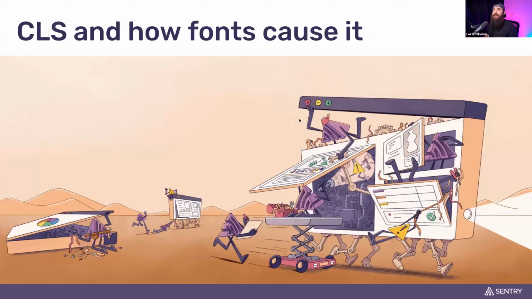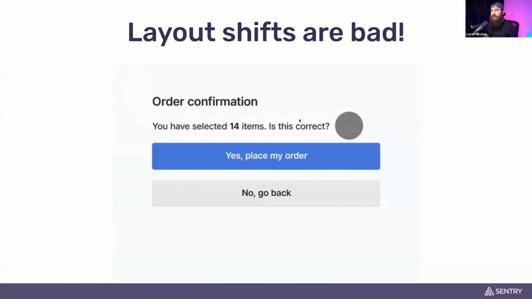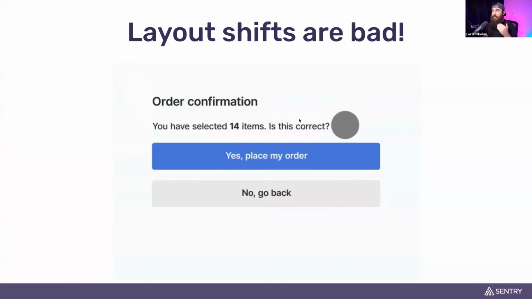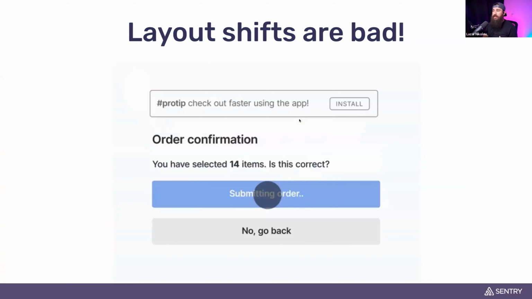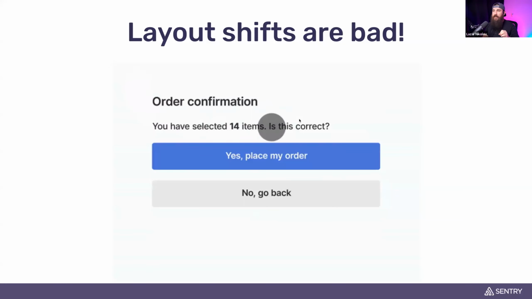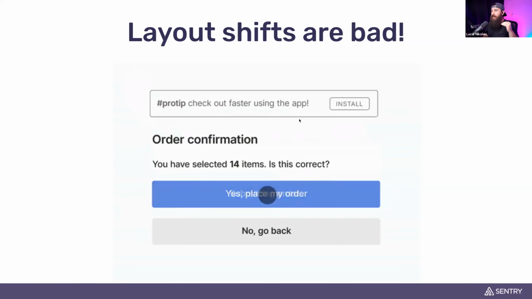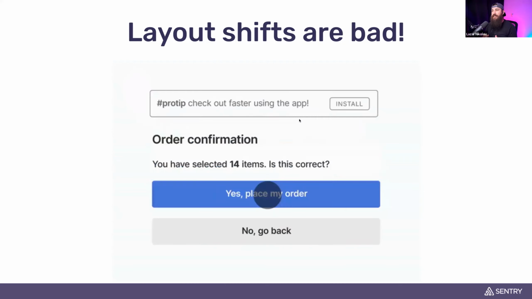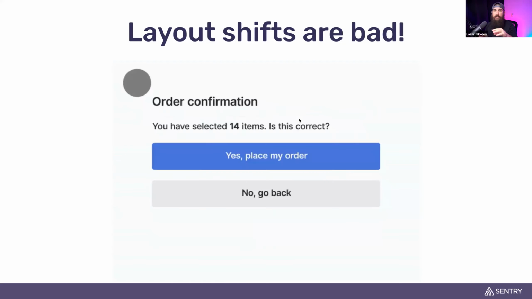Okay. CLS and how fonts cause it. For those of you who don't know, CLS is this. It's a layout shift, right? We have an order form. There's a "Yes, place my order" and "No, go back" button. And just before the user presses the "No, go back" button, an ad shows up and it pushes the whole form below. And then the user clicks on place order, which is not really what the user intended, right? That's bad UX. And the appearance of the ad at the top and the pushing down of the layout, that's called a layout shift.